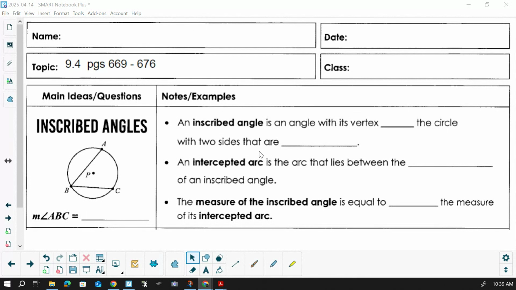Pages 10 through 12, notes. Let's do some notes. An inscribed angle. An inscribed angle is an angle with its vertex on the circle, and the two sides are chords.